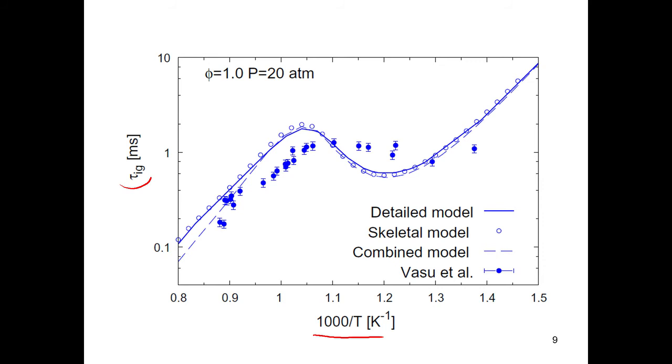Now, as we vary the initial temperature, the ignition delay time changes. For example, here you see the initial state of the mixture was phi equal to 1.0 and pressure equal to 20 atmosphere. What this plot tells is that if we start at a value of 1, which means 1000 by T is equal to 1, which means T is equal to 1000 Kelvin, the ignition delay time at this point is about 1 millisecond.